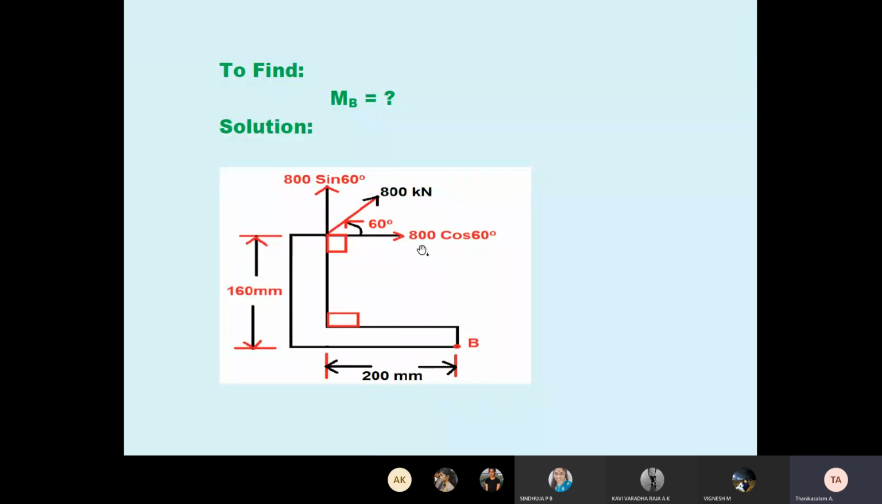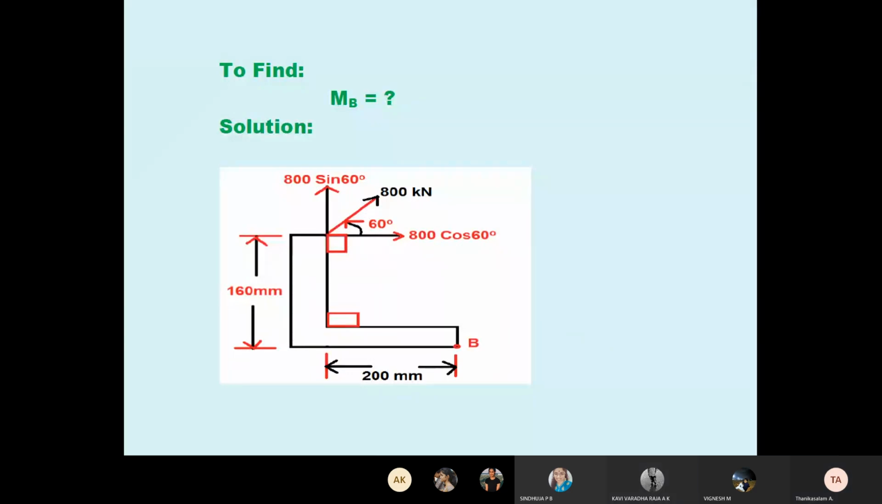Similarly, see here, the 800 cos 60 is acting somewhere, but it is perpendicular with respect to B. See the line of action. What is the distance between B and 800 cos 60? 160 mm. Okay, so we resolved in the x y direction, but the fourth force is perpendicular with respect to point B. Kavi, tell me what is the moment value now? MB equal to?